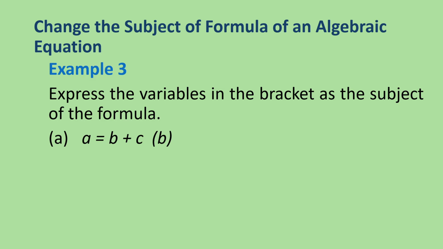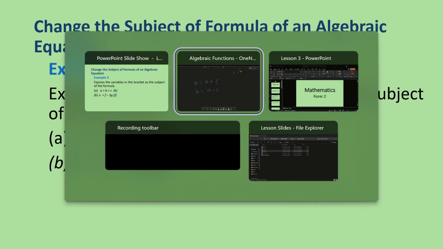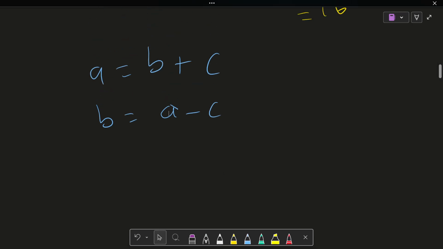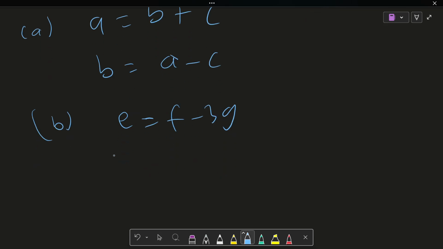Okay, next one. E equals to f minus 3g. So this is part A. Part B, E equals to f minus 3g. So you need to write in terms of f. So f equals to E plus 3g.